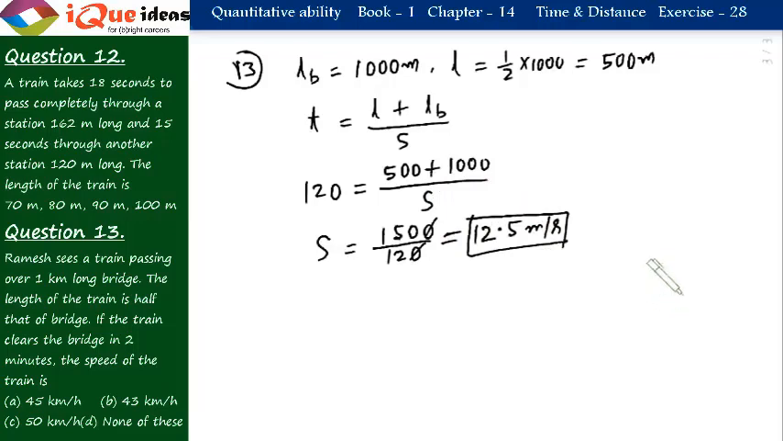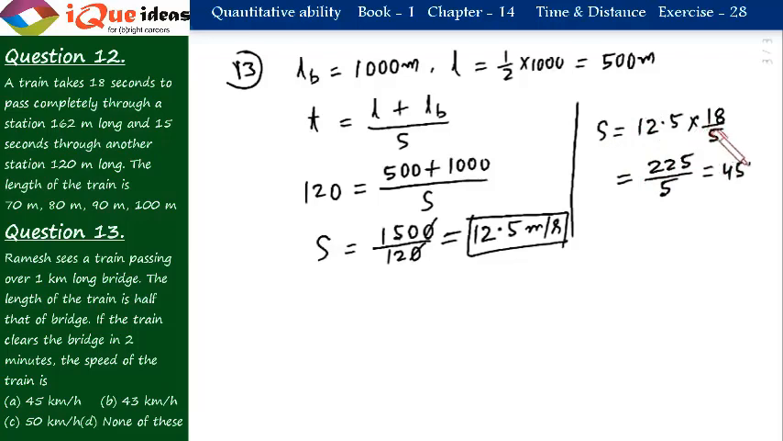But the question is asking for the speed of the train in kilometers per hour. So the required speed would be equal to 12.5, which is in meters per second. If you convert to kilometers per hour, multiply by 18 by 5. So 12.5 into 18 would be 225, divided by 5. So it is 45 kilometers per hour.